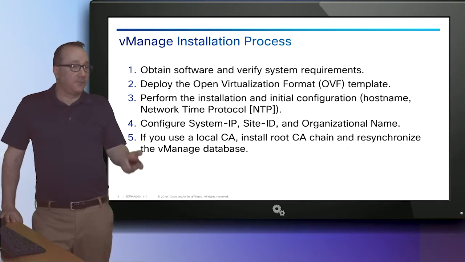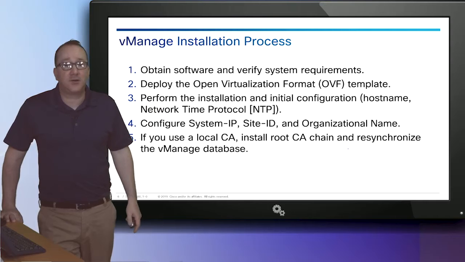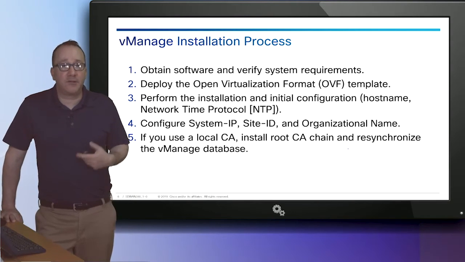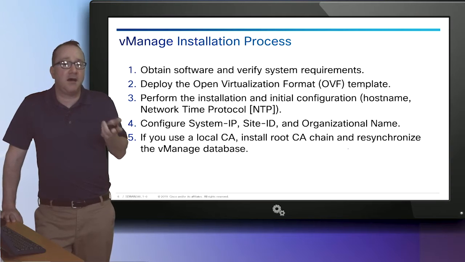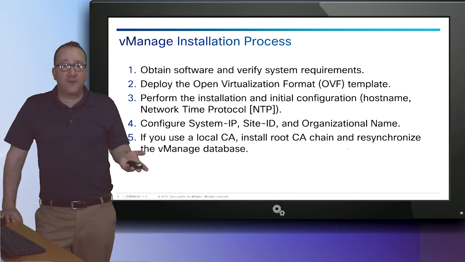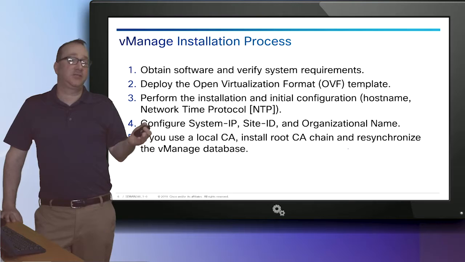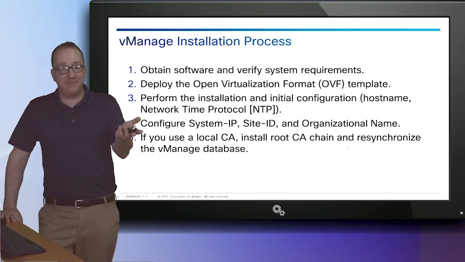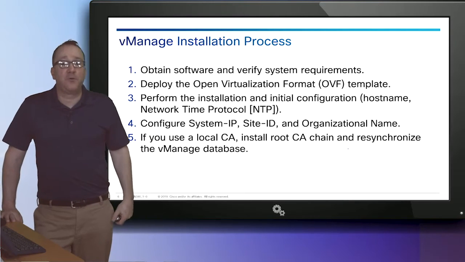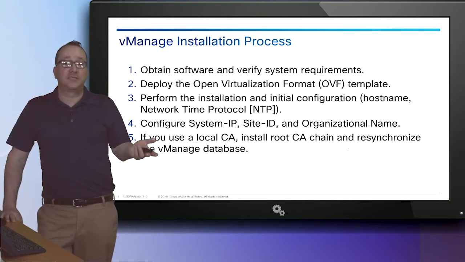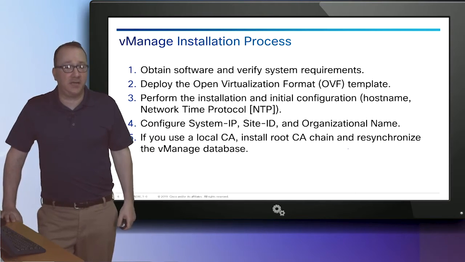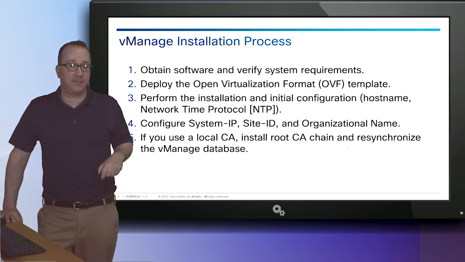Step one, go to Cisco.com. We'll have the virtualization description in the next slides. Basically, we're going to download an OVF, perform the installation and initial configuration, host name, NTP. We'll then configure the system IP, site ID, and organization name. And if we have a local CA, we're going to install that root CA chain and resynchronize the vManage databases.